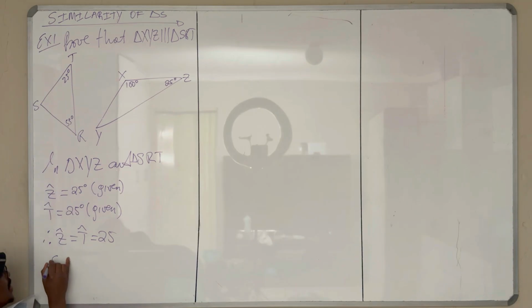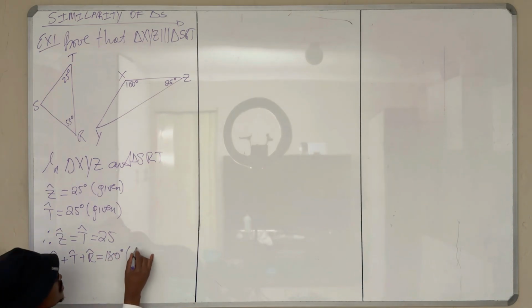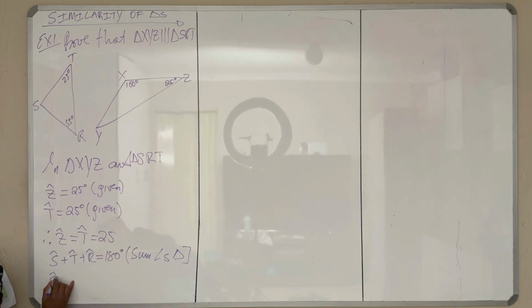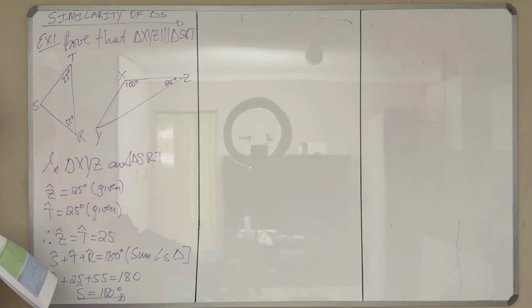So we can say angle s plus angle t plus angle r add up to 180 degrees, right? Yes. This is the sum of angles in a triangle. So s plus 25, which is t, plus 55 gives you 180 degrees. So what is s? What is 180 minus 55 minus 25? It's 100 degrees. So you get that your angle s is equal to 100 degrees. So let's put it in there.